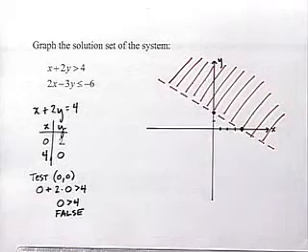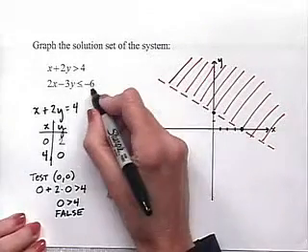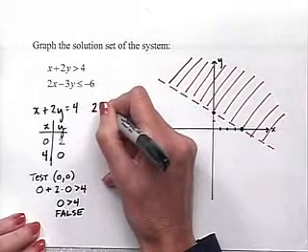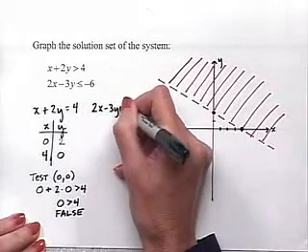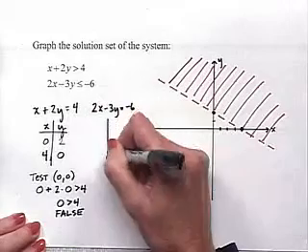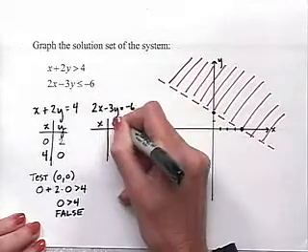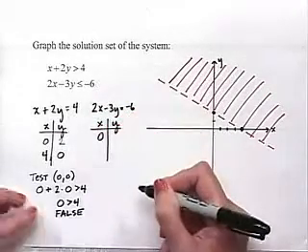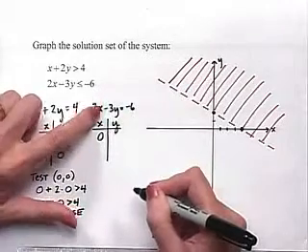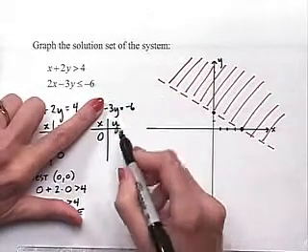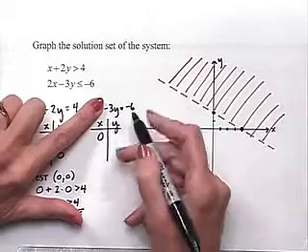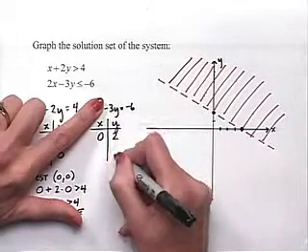Now let's move to the second inequality. We have 2x minus 3y less than or equal to negative 6. Let's start with the equation 2x minus 3y equals negative 6. Again, we'll use the intercept method. If x is equal to 0, we're looking at the equation 2 times 0, which would be 0, minus 3y equals negative 6. Our y value would have to equal 2.